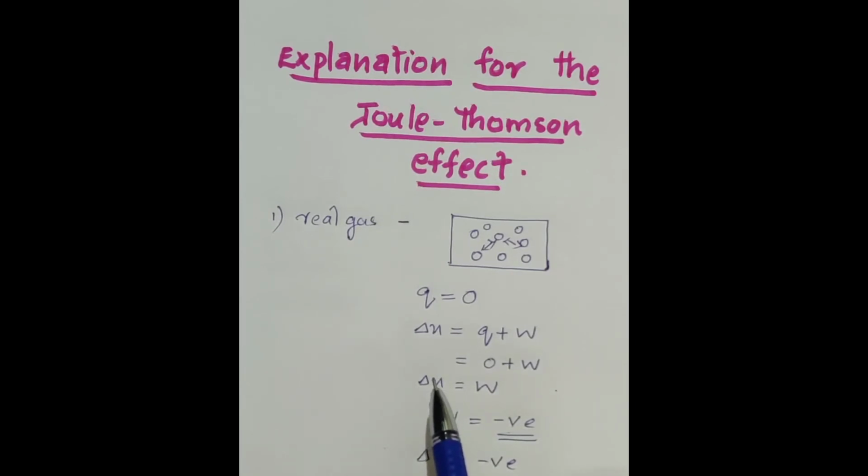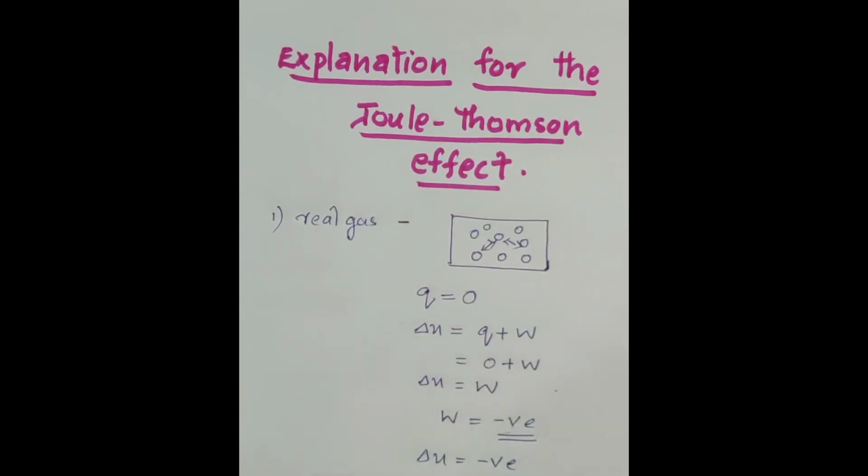which is a function of temperature. We had already discussed this in the earlier videos. Internal energy is a function of temperature. As a result, the temperature of the system falls. Temperature falls means there is a cooling effect. That is, a cooling effect is generated.